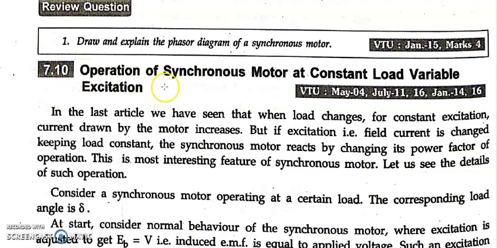Now let us see the operation of a synchronous motor at constant load, variable excitation. In the earlier case, we had constant excitation and variable load condition. In this topic, the load will be constant, that is delta will be constant, whereas excitation will be changed, that is EB per phase will be changed. Because EB per phase is proportional to the field current and field current is proportional to the flux, EB phase will change here, whereas delta will remain constant.